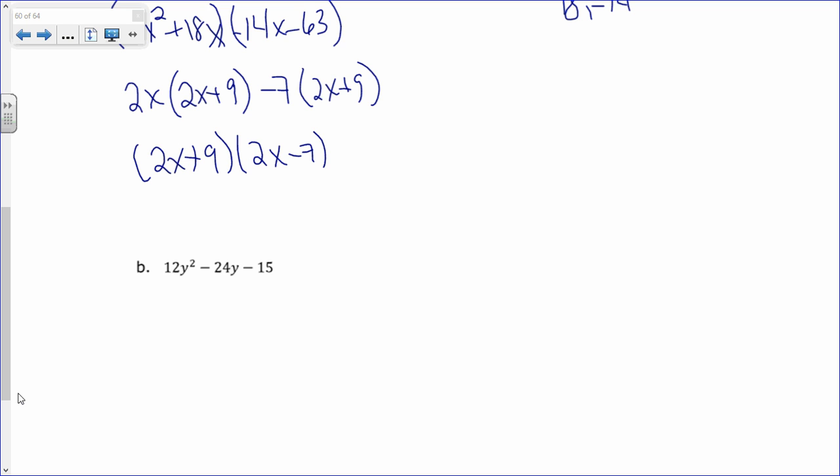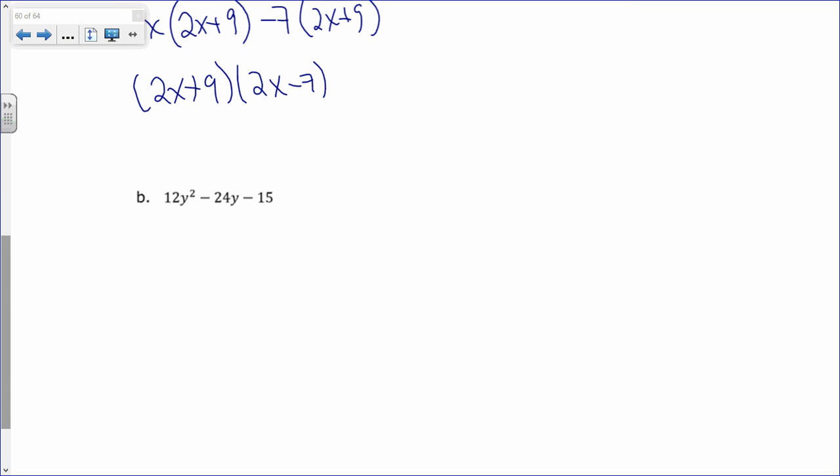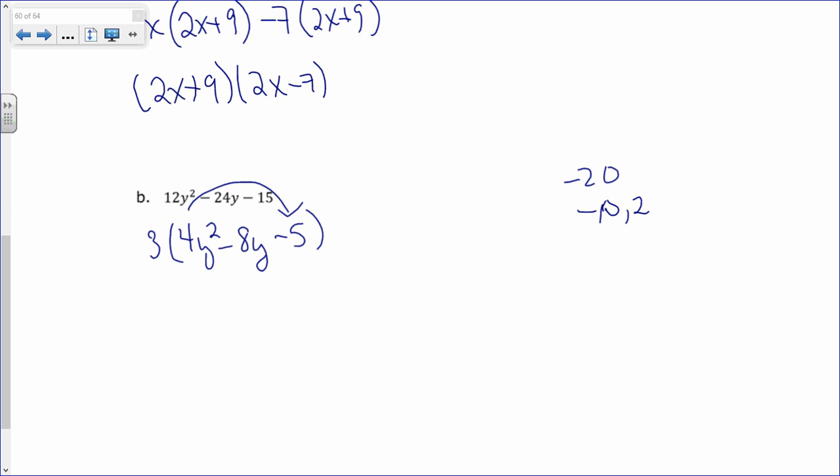Letter B is a little bit different in that 12, 24, and 15 all have a factor of 3. So if I factor out that 3, I'm left with 4y squared minus 8y minus 5. And that's a little bit easier to work with than trying to do the 12 times the 15 and do your common factors that way for factor by grouping. So 4 times negative 5 is negative 20, and I need them to add up to negative 8. So negative 10 and a positive 2 is what I'm looking for.